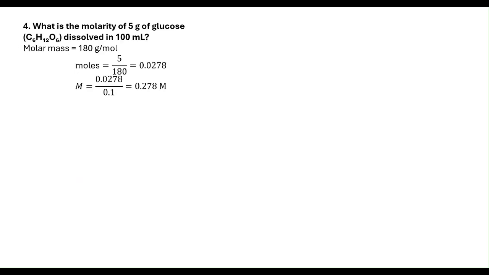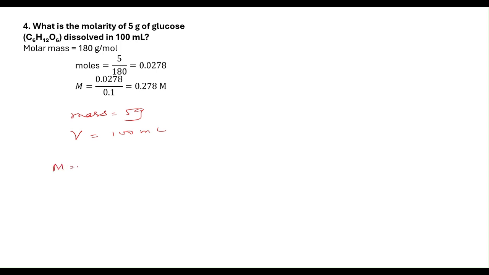Now look at the fourth question. So you have to calculate the molarity of the 5 gram of glucose dissolved in 100 ml of water. So here what is given? Mass is given. How much mass is used? 5 gram. How much volume is made? 100 ml. Okay. Now we have to calculate the molarity.